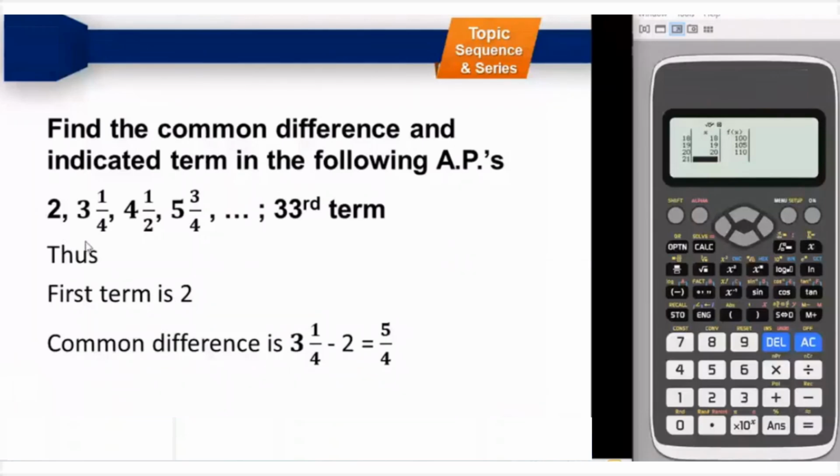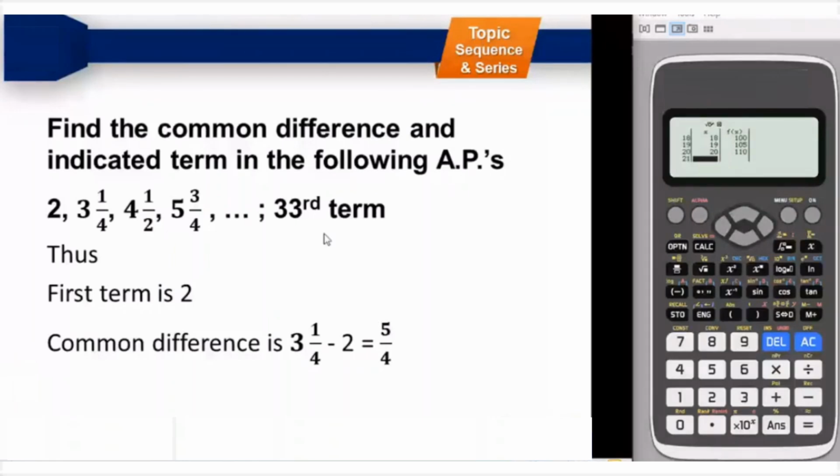Now can you make a series out of it and find the 33rd term? Please do it yourself. Let me see if you can make the series out of this, and can you actually find the 33rd term for me. I'm giving you 1 minute for this. Your time starts now. For your convenience, I have already told you that the first term is 2 and the common difference is 5 upon 4. And now I'm waiting for the 33rd term.